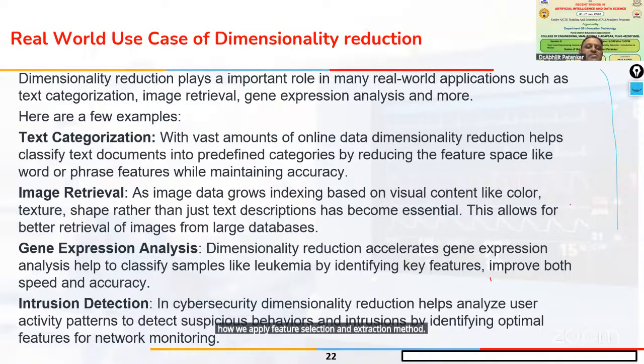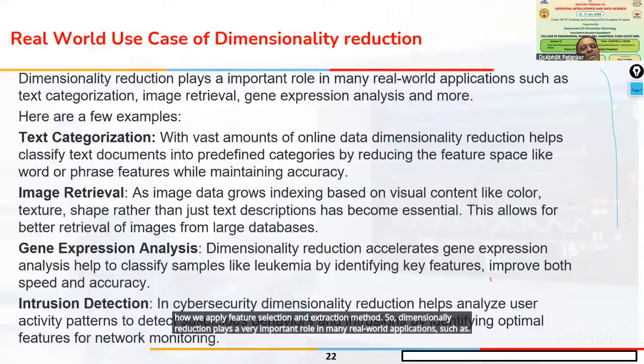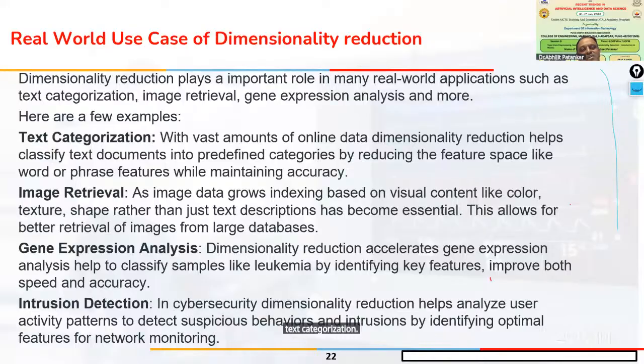Dimensionality reduction plays a very important role in many real world applications such as text categorization, image retrieval, gene expression analysis. Now what is text categorization?